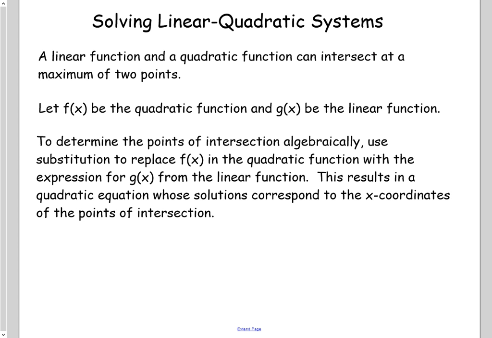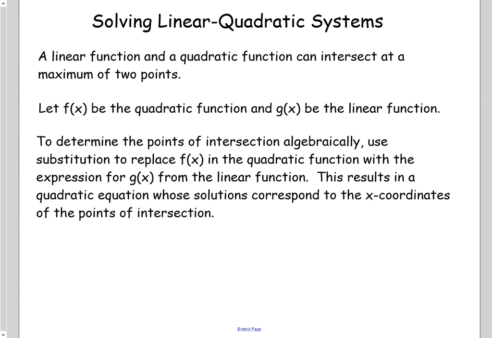So here are our notes on it. This is it. It's not very big and long, but it just tells us that at most it can intersect twice. So we can have 2 points of intersection. That's most we can have. One of the functions will be quadratic. The other will be linear.